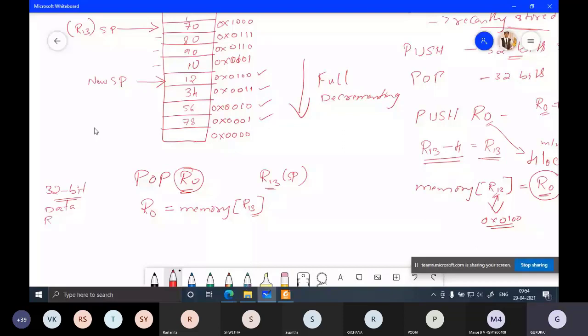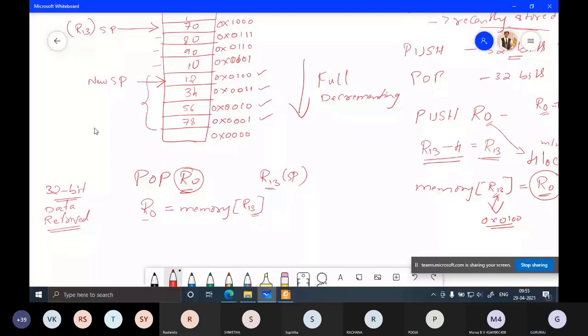Since SP, the stack pointer, is already pointing to the recently pushed data on the stack, first you have to retrieve that data. So this pop will retrieve these 4 locations. Why? Because the new SP is here, pointing to the top of the stack, and now you have to retrieve the recently pushed data. So what will be retrieved now?